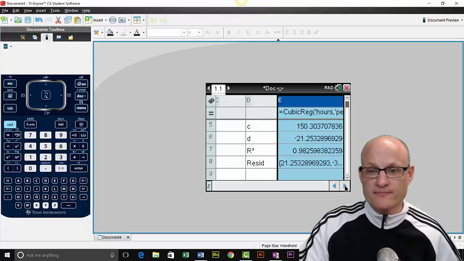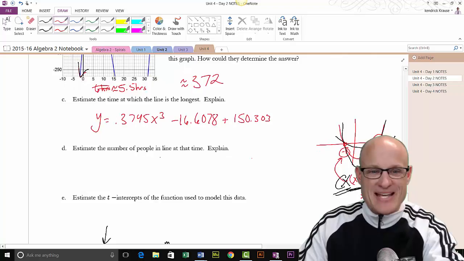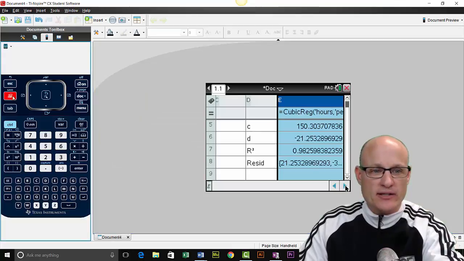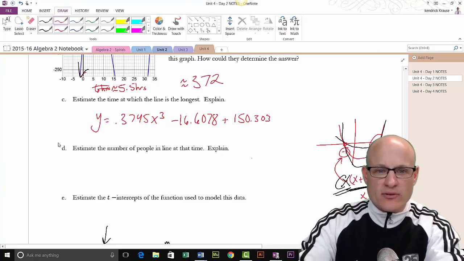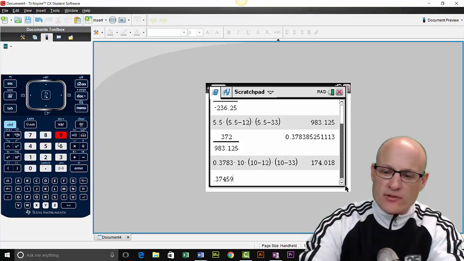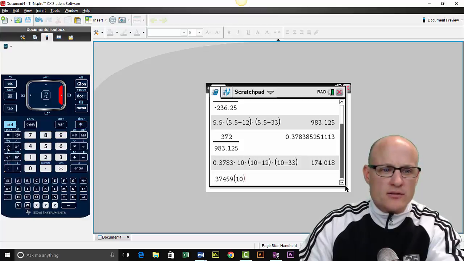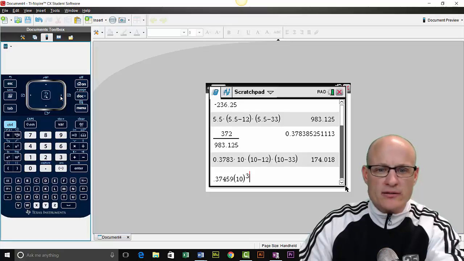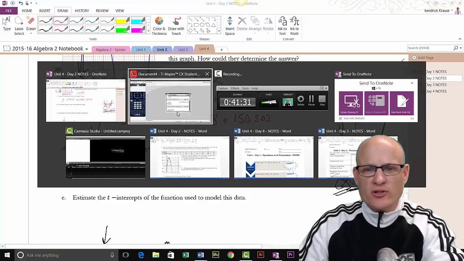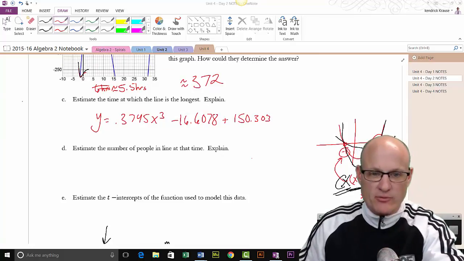The data is 0, 175; 2, 225; 4, 345; 7, 355; 8, 310; 10, 180; and 12, 45. Well, there's the equation. Let's see if that makes any sense. I don't know. So I'm going to put 10 into this equation and see what I get. Go back to the calculator. It's 0.3745, parentheses 10, cubed. Get out of that. This should be cubed. Oh, my equation. That's why. Okay, now I knew something was wrong.